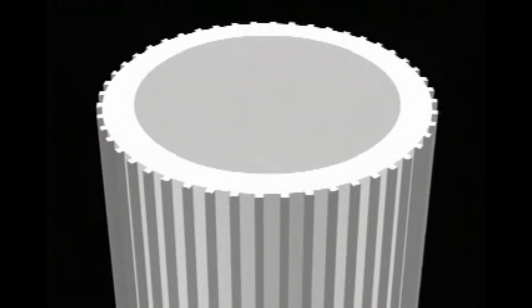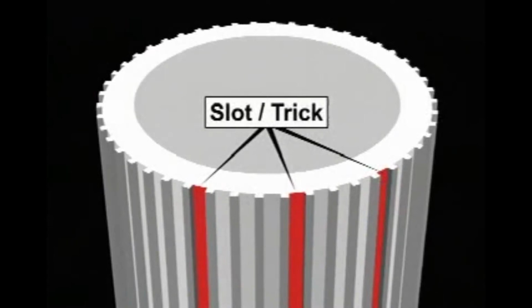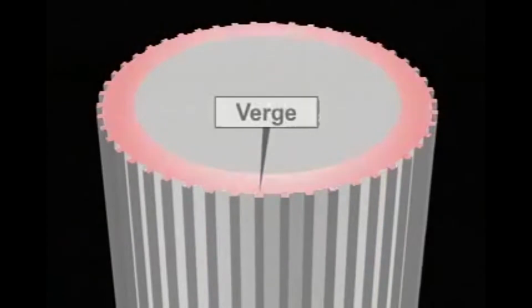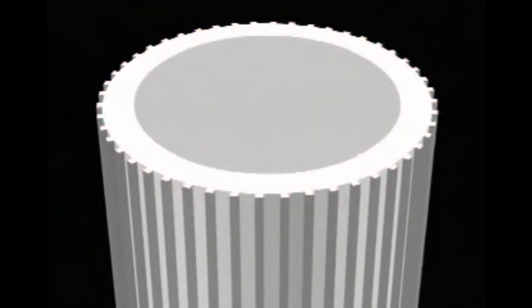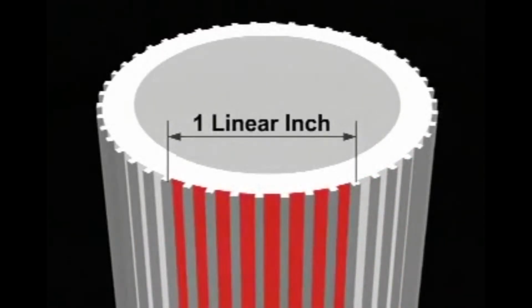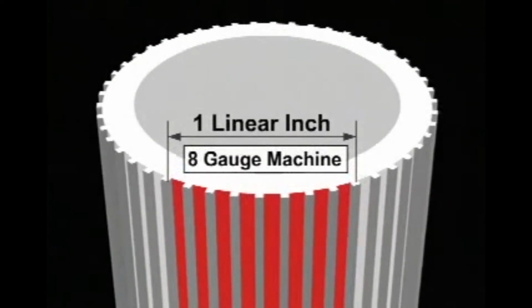The cuts or grooves may also be referred to as slots or tricks. The top edge of each groove is called the verge. These cylinders are very precisely manufactured, so the diameter measured at any place is equal. Machines are classified by the number of cuts per linear inch. This is referred to as the cut or gauge of the machine. For example, an 8-gauge machine has 8 cuts per inch.